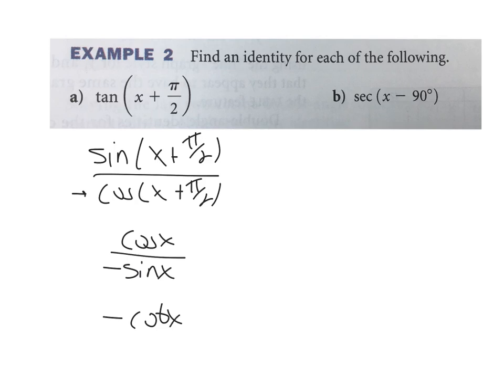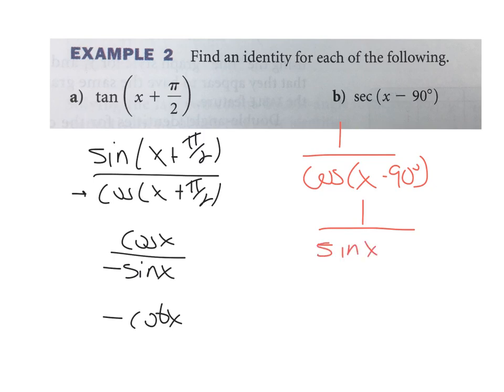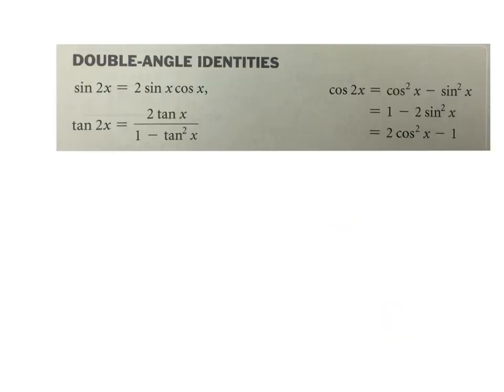So let's get the next one real quick. Secant of x minus 90. Secant is the reciprocal of cosine, so I'm going to write it that way: 1 over cosine of x minus 90. Now remember, 90 degrees is exactly the same thing as pi over 2. And cosine of x minus pi over 2 is just sine x. 1 over sine x is cosecant x. So that one, all you got to do.